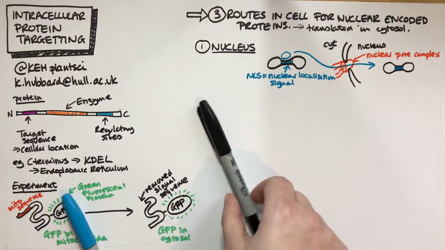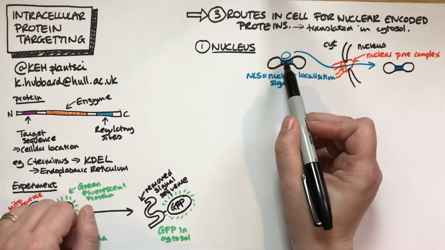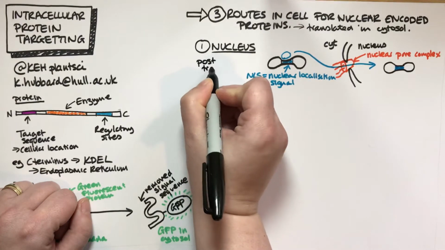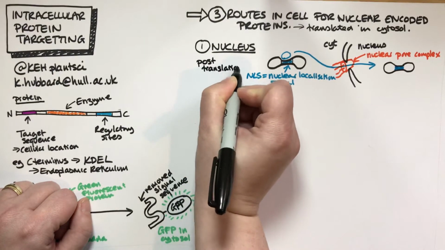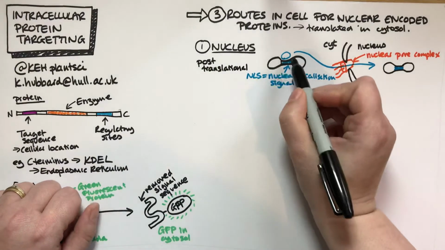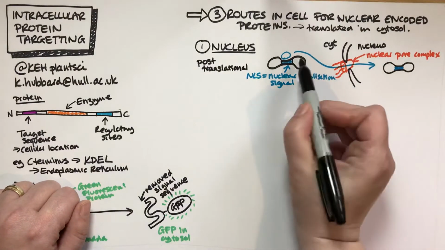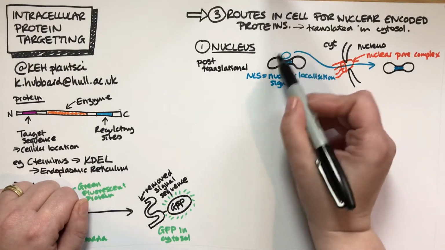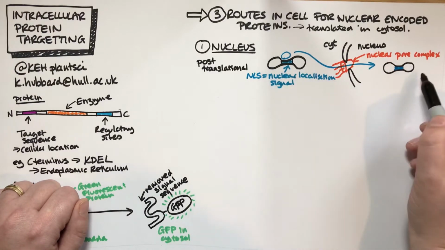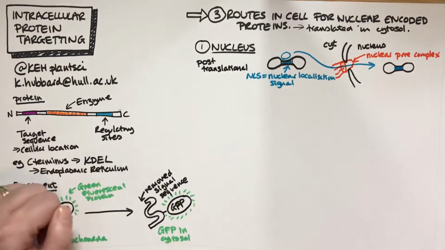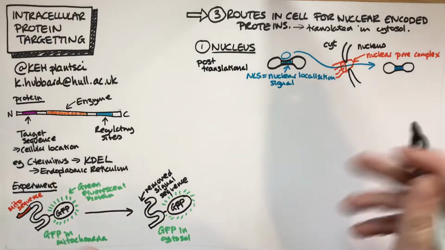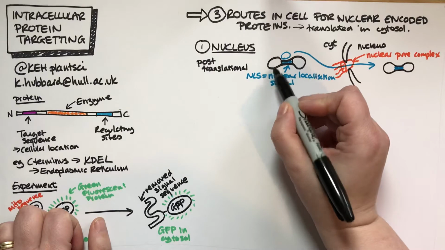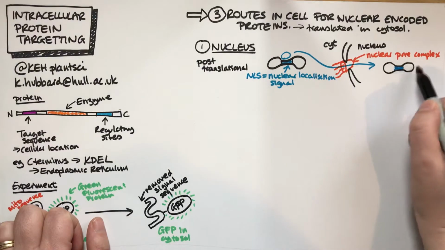Okay. This is a post-translational mechanism. So the ribosome has done its thing. We've just got our protein. It's got a nuclear localization signal that is bound to by other proteins, and that gets it into the nucleus. There are also proteins that have another signal. So this is an example of a protein that needs to go into the nucleus and stay in the nucleus.